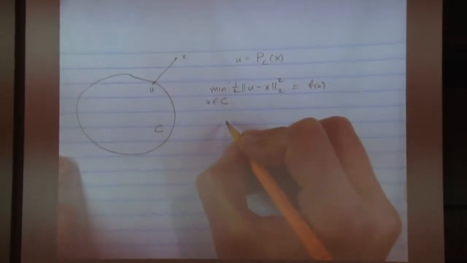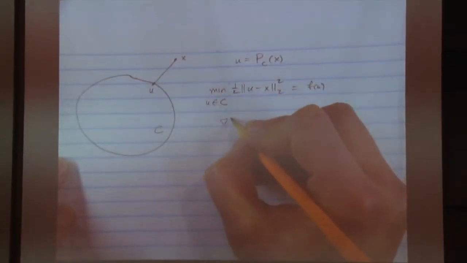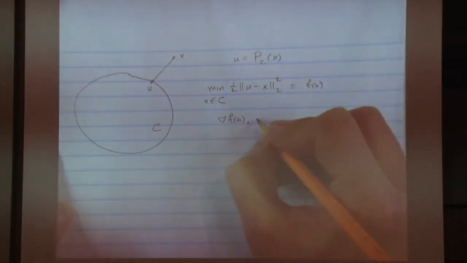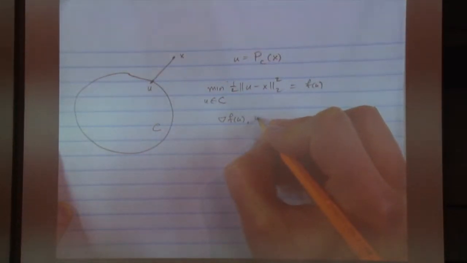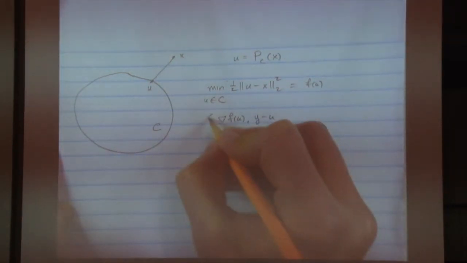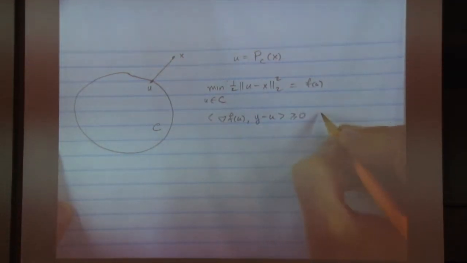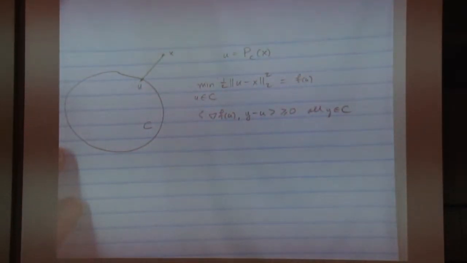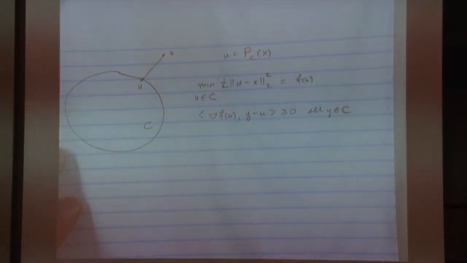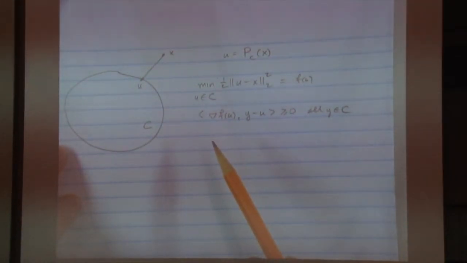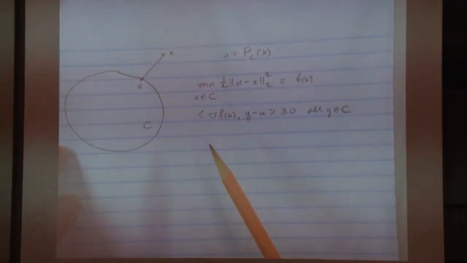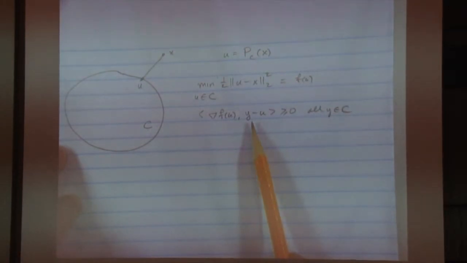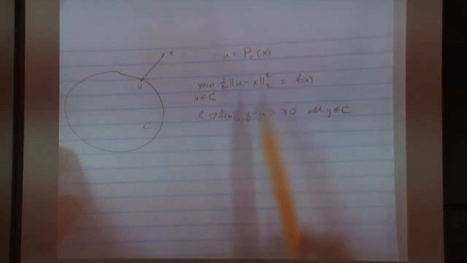We already know the first order characterization of optimality is that the gradient at the solution, inner product with, say, y minus u, has to be positive for all y in the set C. That's the first order characterization of optimality, right? We actually proved this, by the way, from the subgradient optimality rule last time. So you guys saw how this came about. Okay, so let's apply that here.